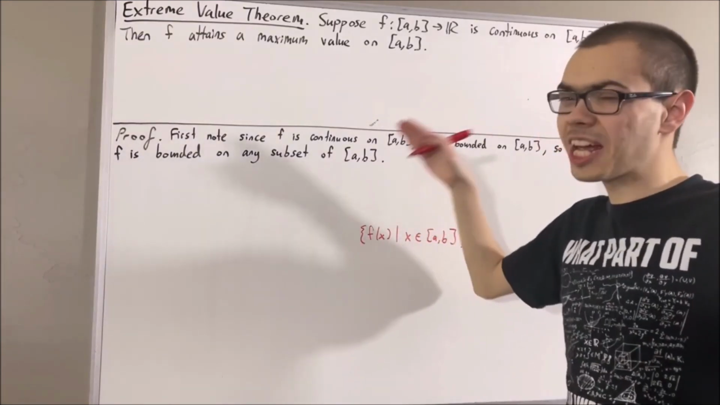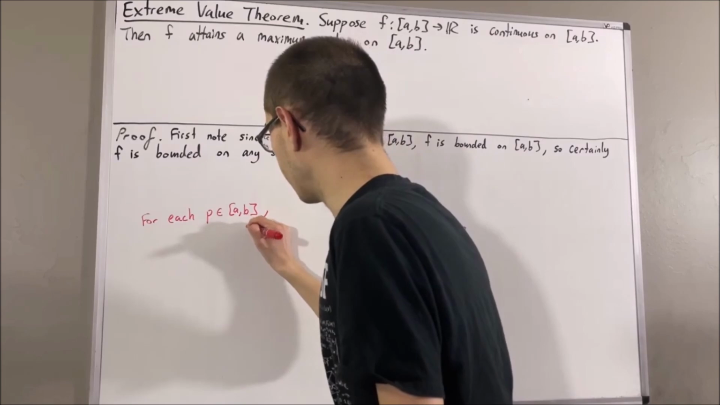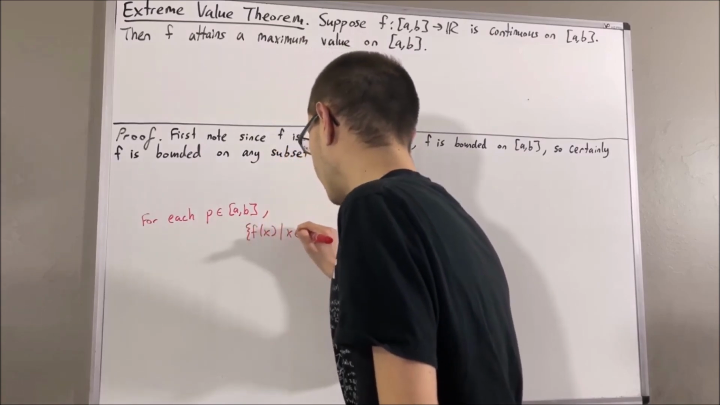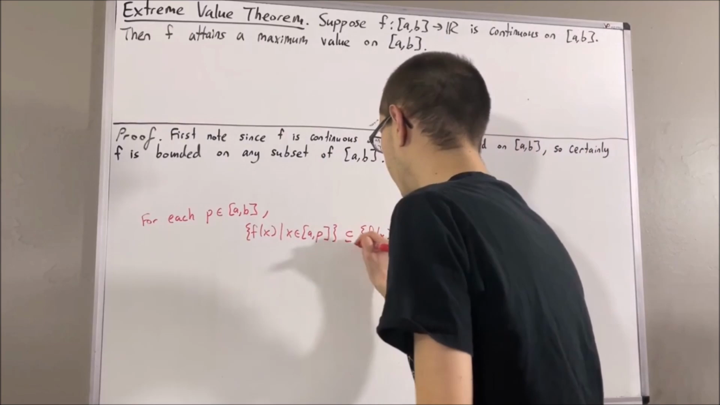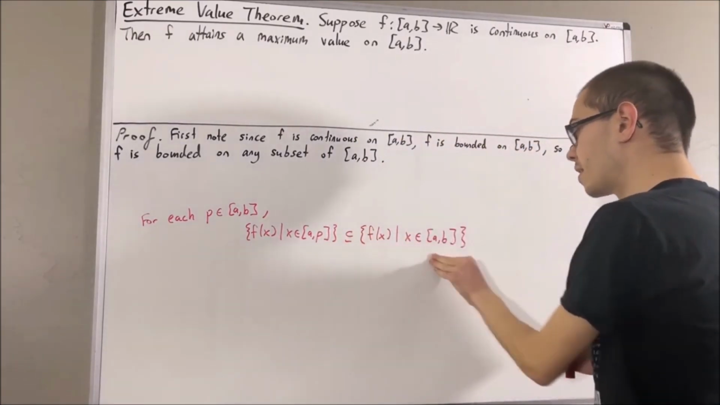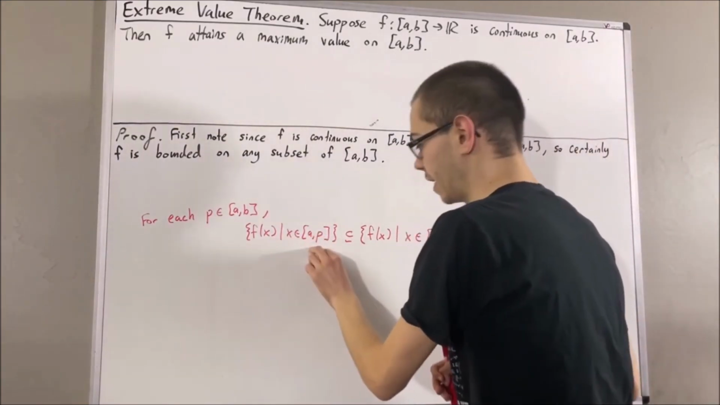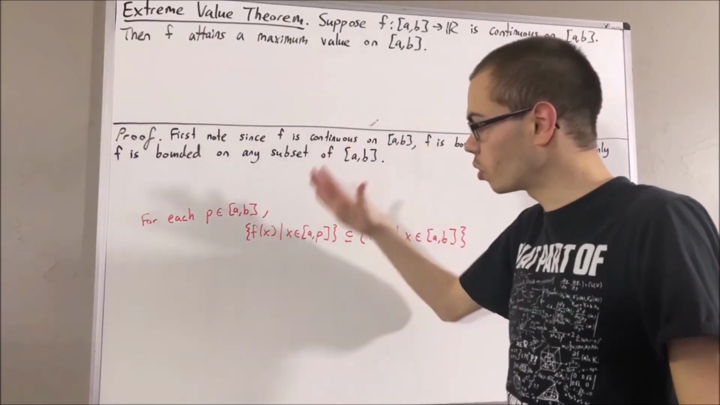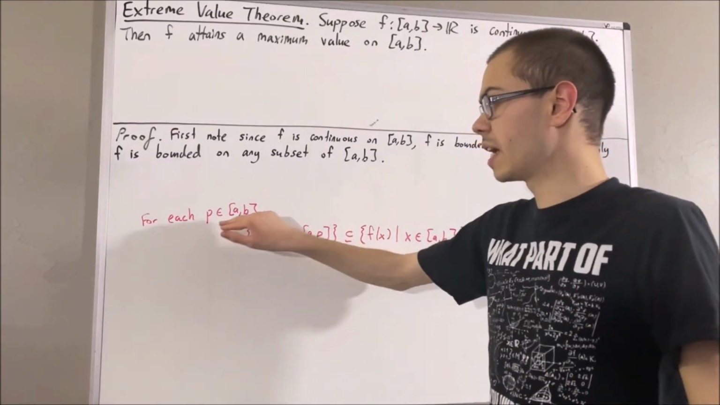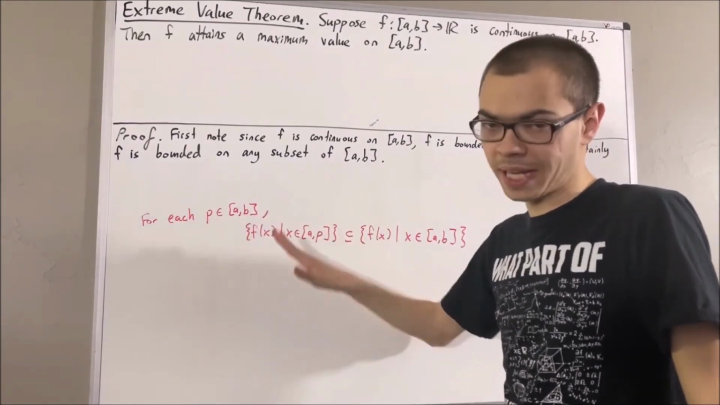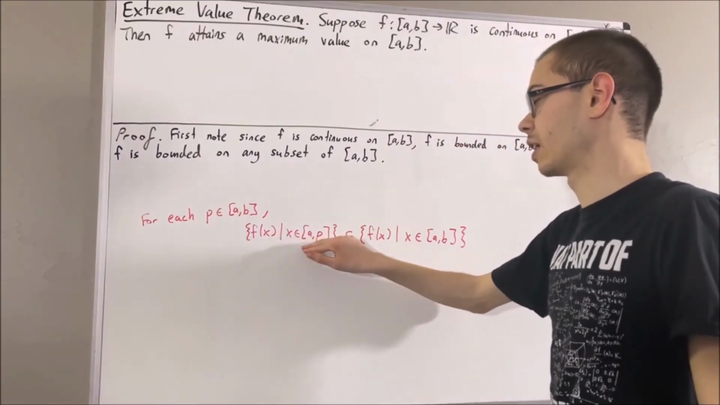And the idea is, for each element p in [a, b], we consider the set of output values, f(x), where x is an element of [a, p]. Now, this is a subset of this. So since the set of output values from a to b is a bounded set, it follows that the set of output values from a to p is a bounded set. And by the completeness property of the real numbers, it follows that this set has a least upper bound. And for each element p in [a, b], we are going to let M_p be the least upper bound of these output values f(x), where x is an element of [a, p].